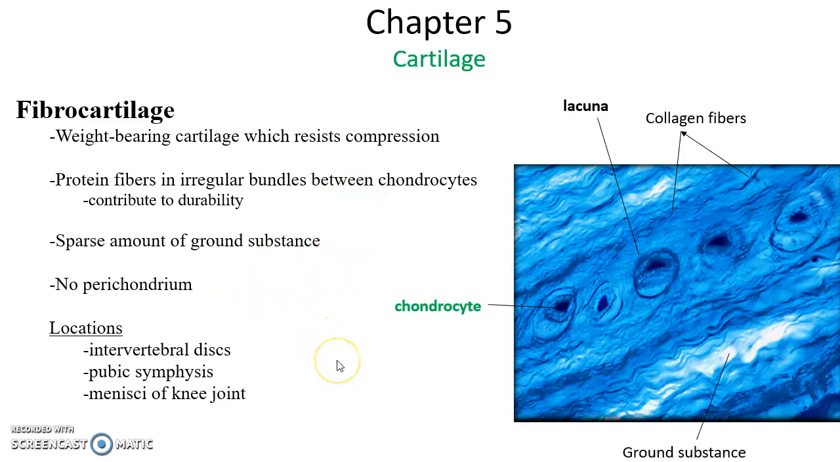Fibrocartilage does not have perichondrium, so it heals extremely slowly. You can find fibrocartilage in the intervertebral discs, the discs between the vertebra, the pubic symphysis, that joint in the very front between the two hip bones where they connect, and the menisci of the knee joint.